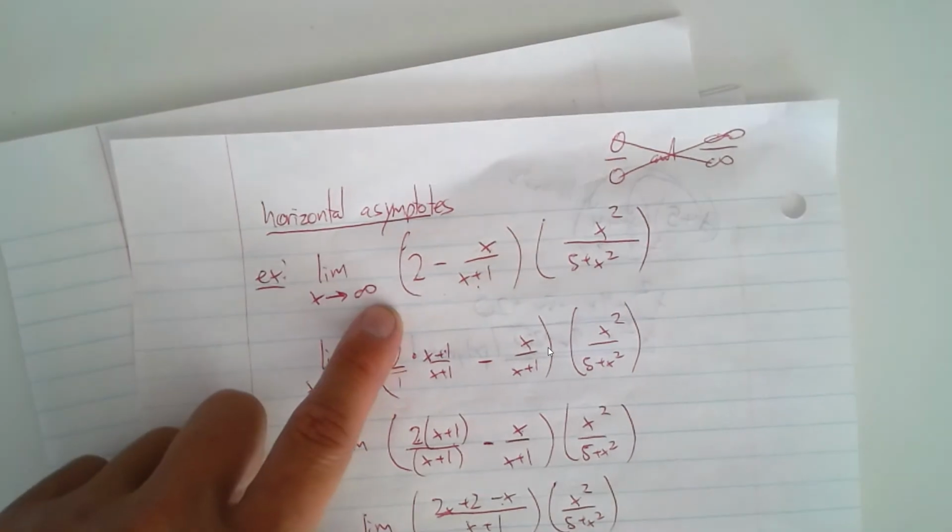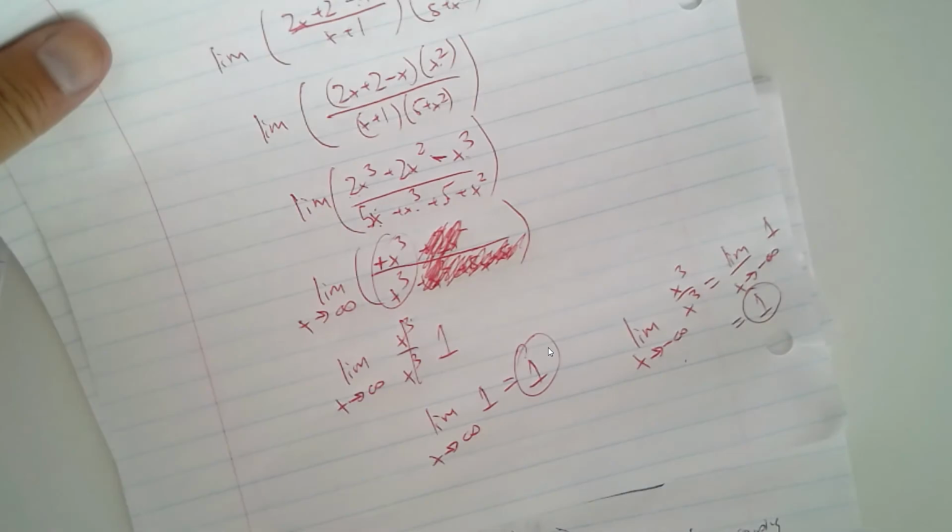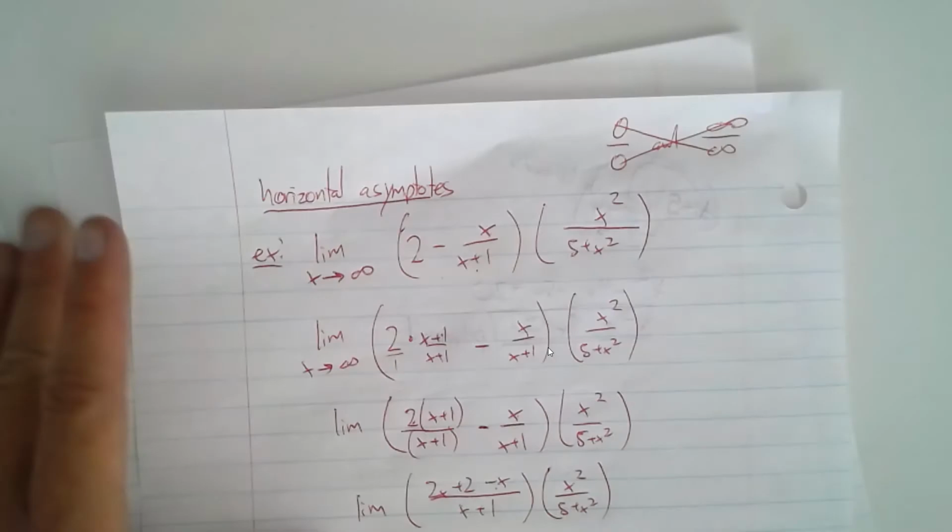Did a horizontal asymptote occur with this specific function by the end? Yes. All right. That is good. Let's move on now to another problem.